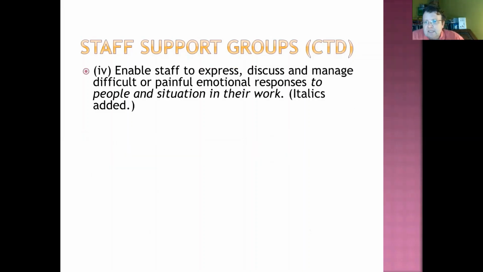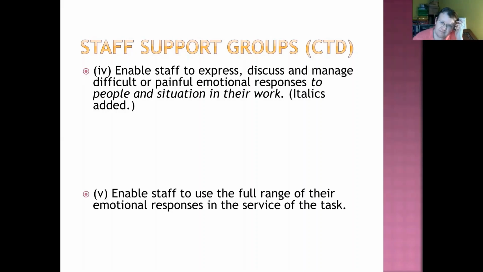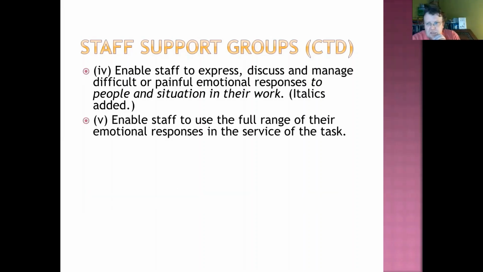Then we have enabling staff to express, discuss and manage difficult or painful emotional responses to people and situations in their work. Again, I've obviously highlighted that for very similar reasons. It's about actually the things that are going on at work. Now we're starting to get into maybe slightly deeper things, enabling staff to use the full range of their emotional responses in the service and the task.